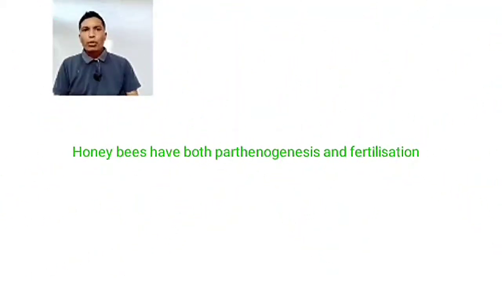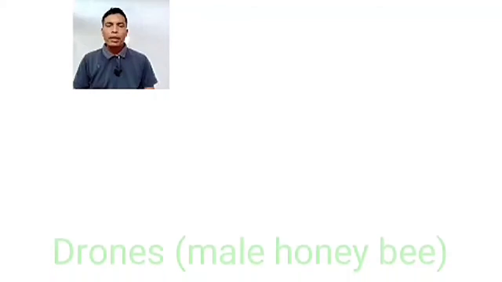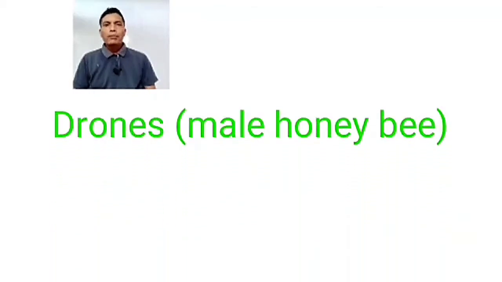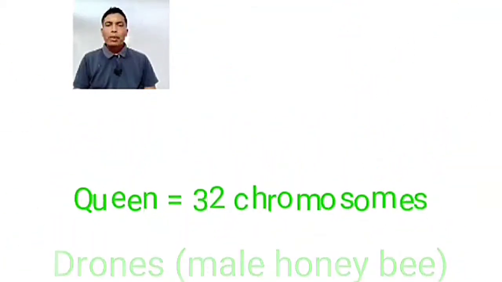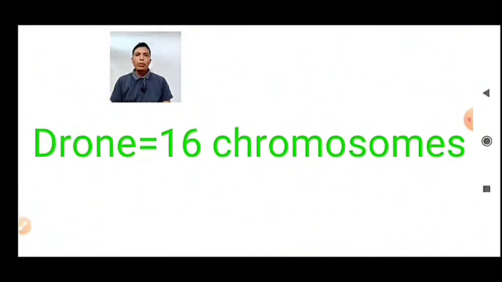If parthenogenesis occurs in honeybee, drones are produced. So drones are haploid because they are developed from haploid female gametes. If fertilization occurs in honeybee, female honeybees are developed. So females are always diploid.